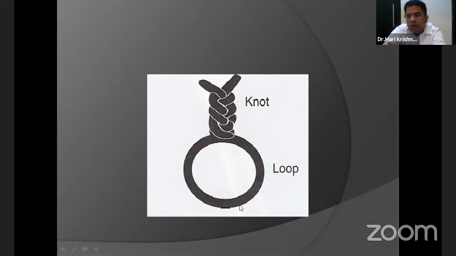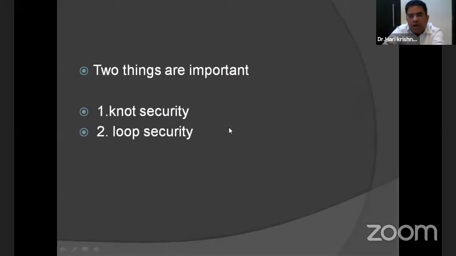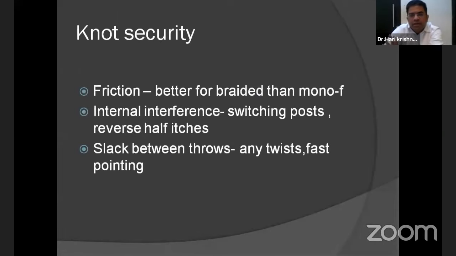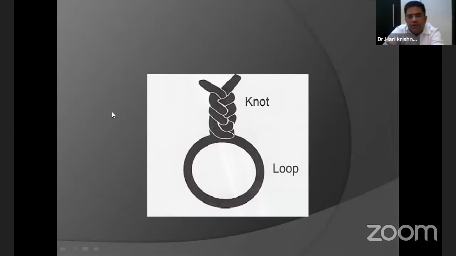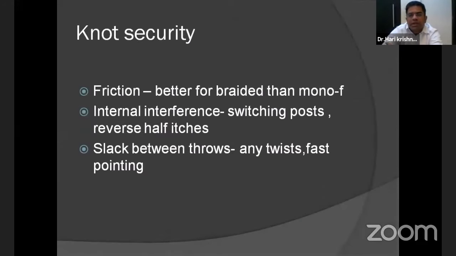Why it's very important for an arthroscopic shoulder surgeon is because loop security as well as knot security is very important. Coming to knot security, if you don't have knot security and it comes out, then there is a very high chance of failure. So knot security has three main important factors: friction, internal interference, and slack between the throws.